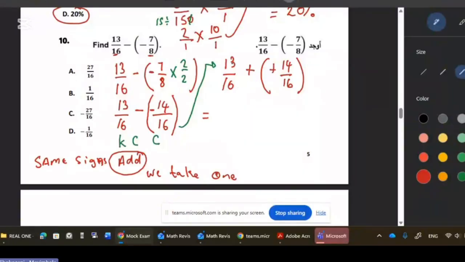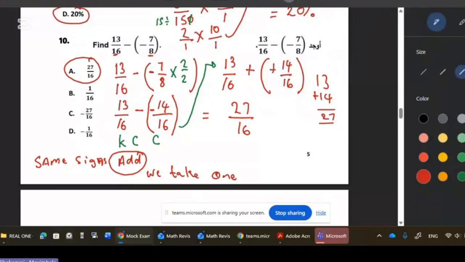Okay. In this case, what is now 13 plus 14? 21? No. Did you say 21? No, 27. Yes, 27. 3 plus 4 is 7. So our answer now is going to be 27 over what? Over 16. Now, can we see the answer here in the multiple choice? Yes, A. So our answer will be A.